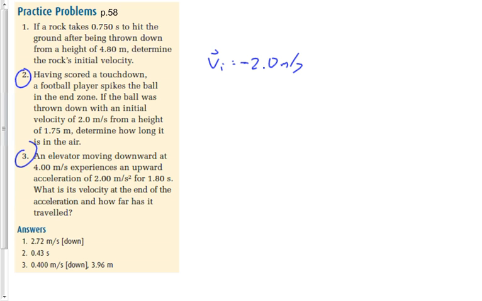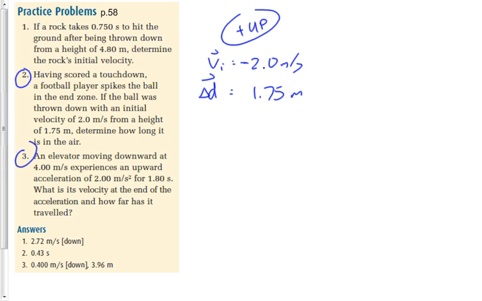Let's make it negative. Why negative? Because it's thrown which way? It's thrown downward. We're always going to make up positive and down negative. Therefore, Vi would be negative 2.0 meters per second. What else we got? Derek? What is that? Okay, good. 1.75 meters. Is he right, by the way, guys?